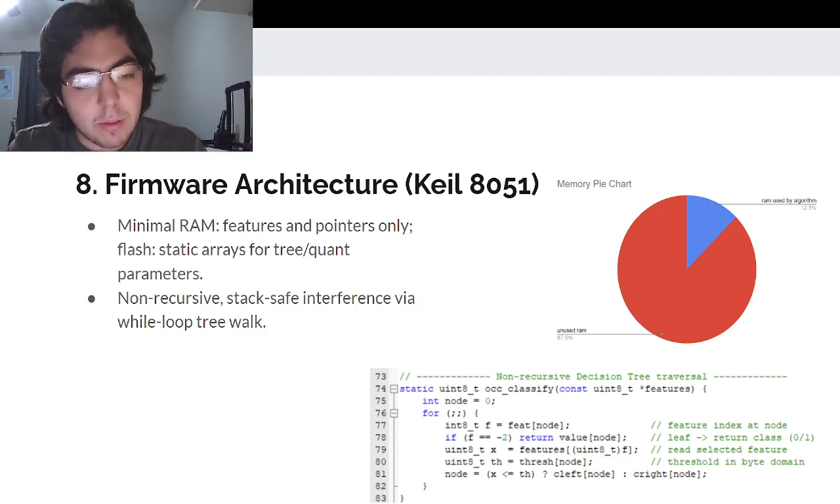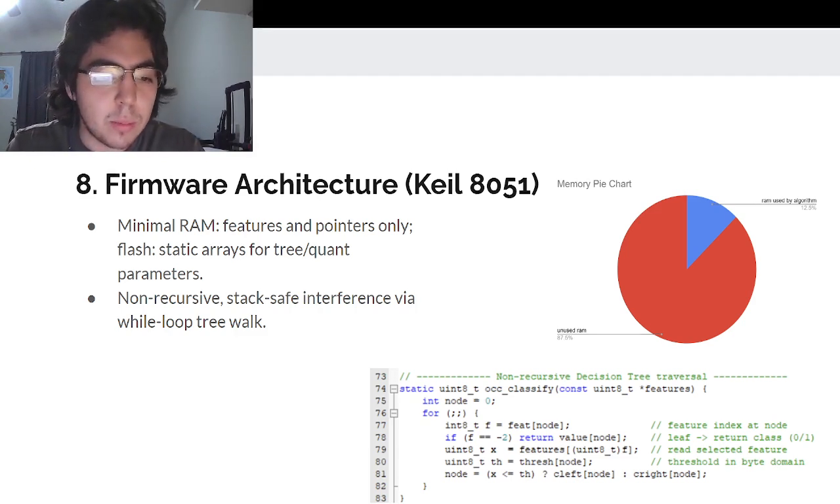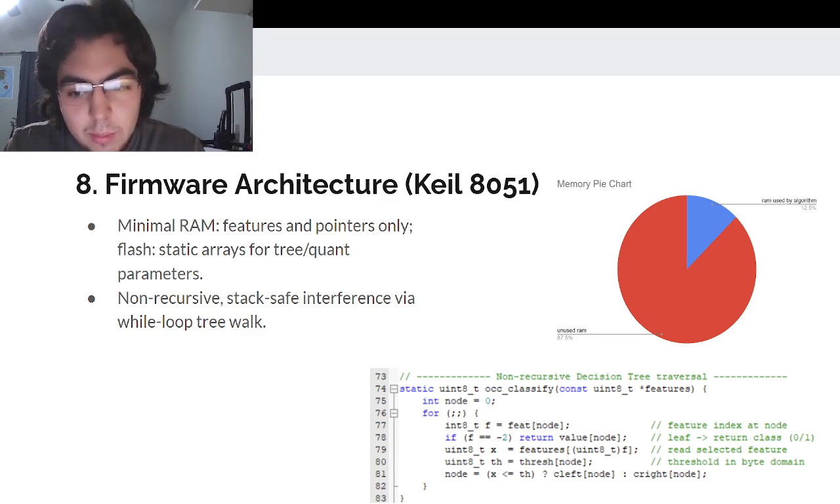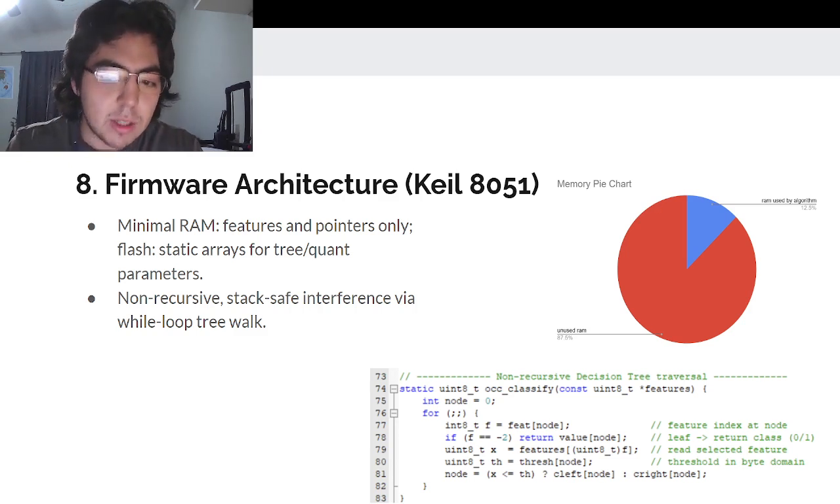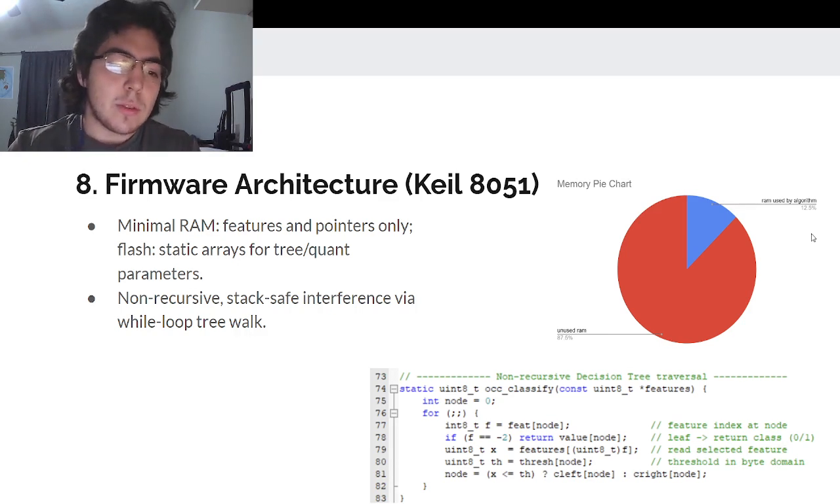So that's the benefit of using a non-recursive based algorithm, a for loop. So that's what it means by stack safe. And this algorithm is actually very good because it only uses less than 13% of the RAM. So the rest of the RAM is available for all sorts of other things.